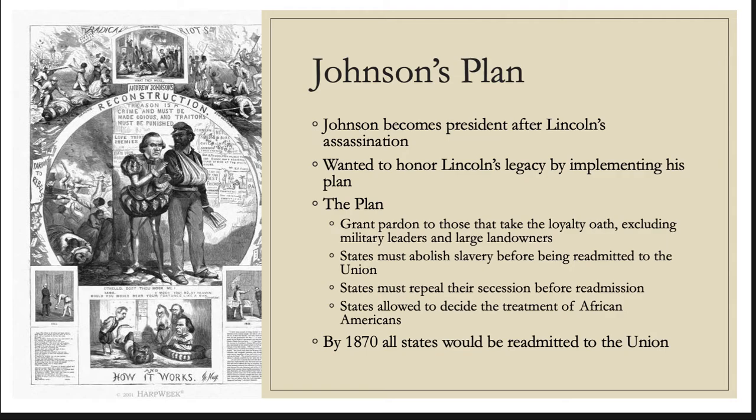So, what does he implement? He puts into place the idea that pardons would be granted to those taking the loyalty oath, but this pardon would exclude all military leaders and all large landowners. Somebody was going to have to pay the price for the South seceding from the Union, and it was going to be the military leaders and the large landowners.